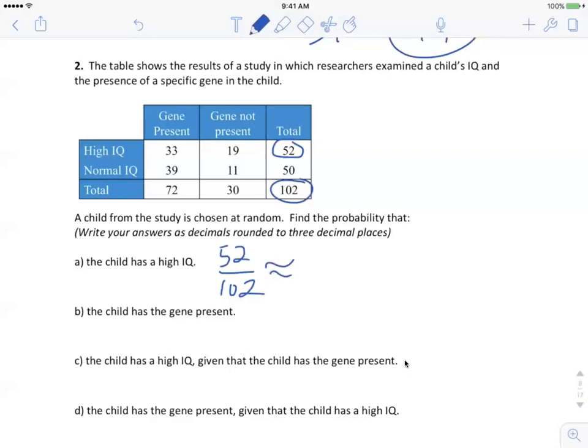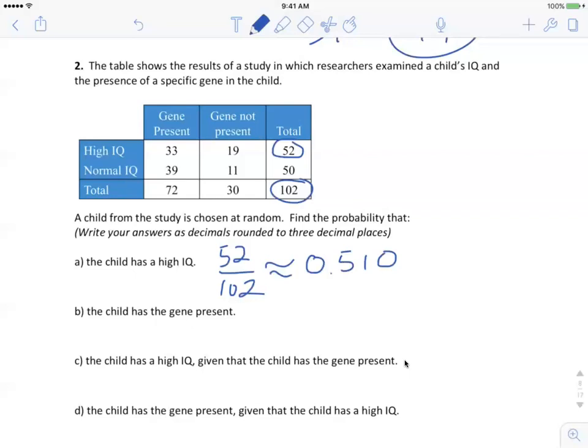Where did my calculator go? I'm always losing that thing. Okay, 52 divided by 102. Gotta turn it on. Okay, 0.510, if you're rounding correctly.